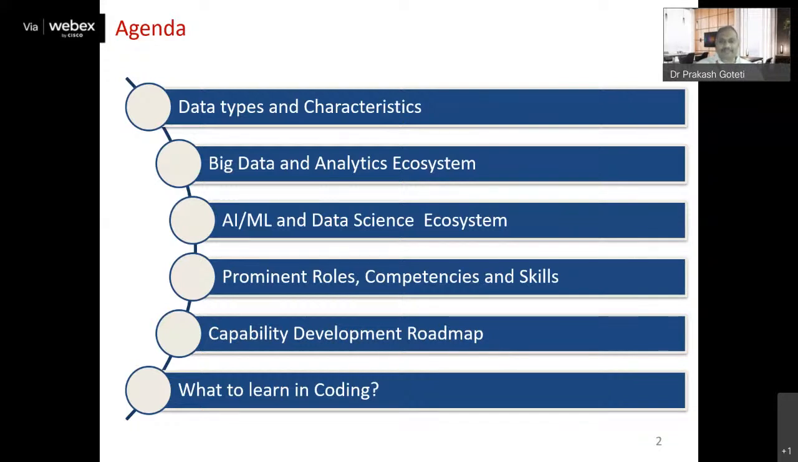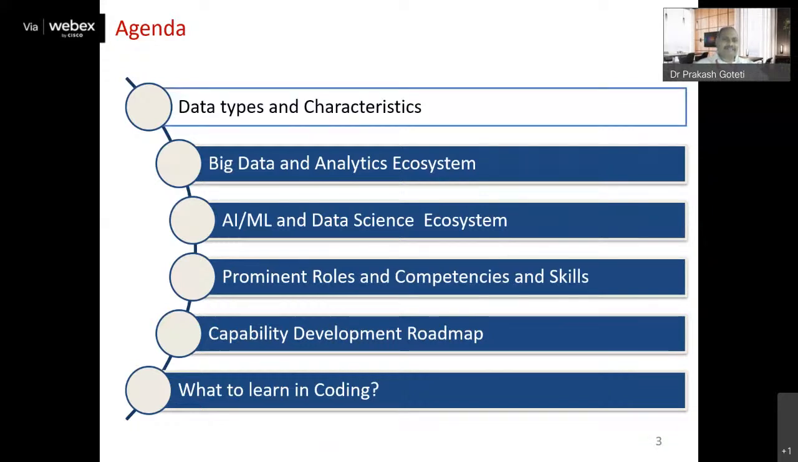After that, I will suggest some capability development roadmap, which might be helpful particularly to freshers and also in general, even experienced professionals, right? Most importantly, last but not the least, I will touch upon the importance of learning coding and key aspects of consideration when it comes to coding, right?